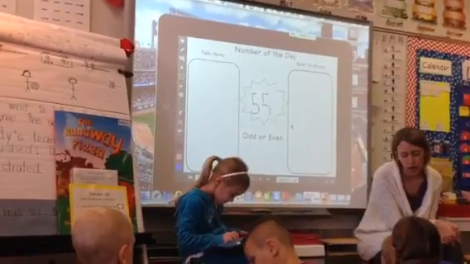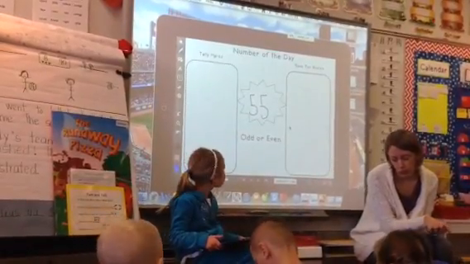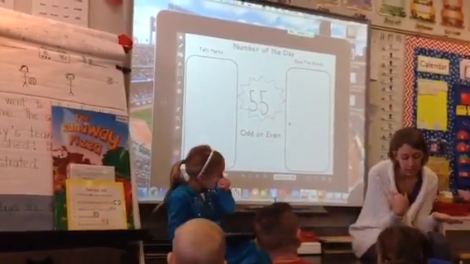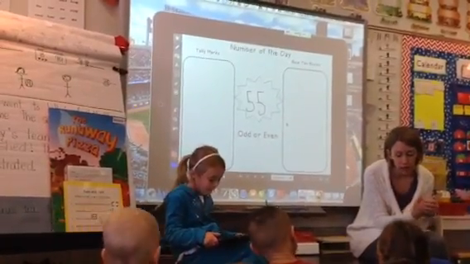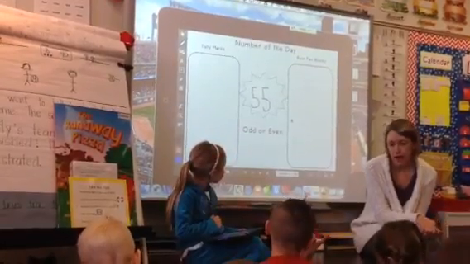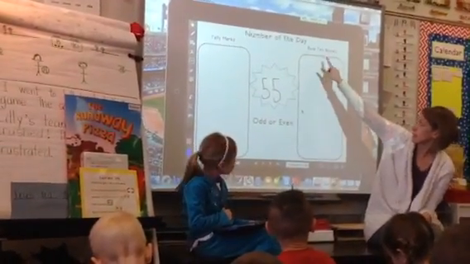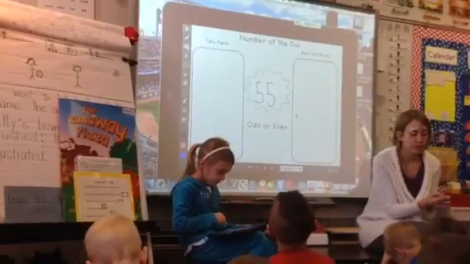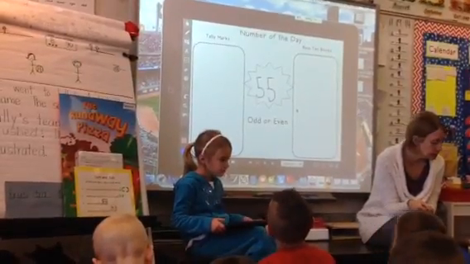We'll wait to circle odd or even. Today we pick one or the other: tallies or base 10 blocks. I want you to make a model of base 10 blocks today for the number 55. Use base 10 blocks on this side. I see some people already getting to work.